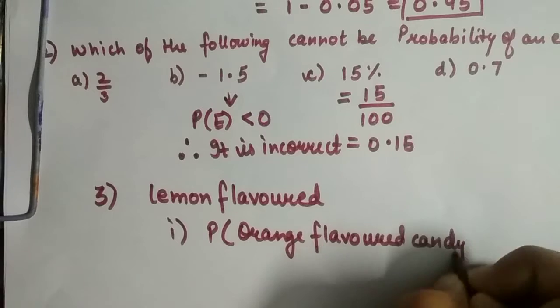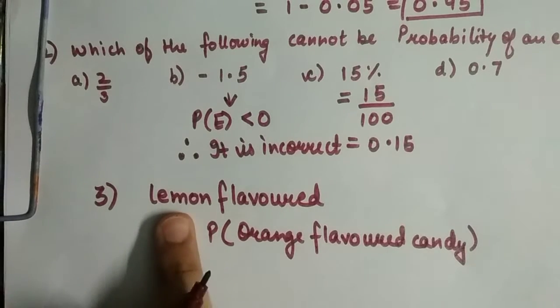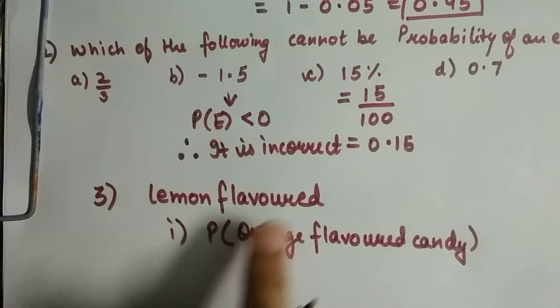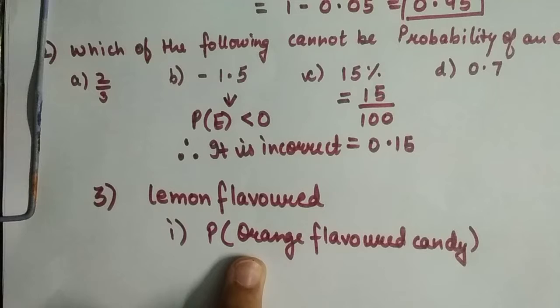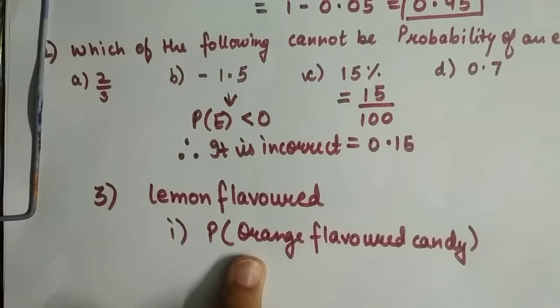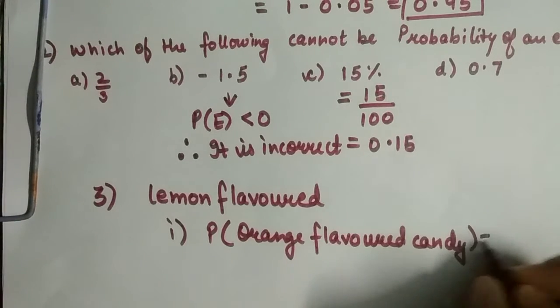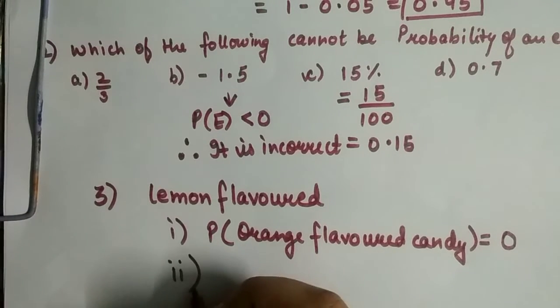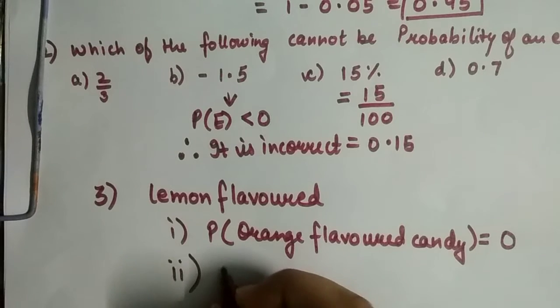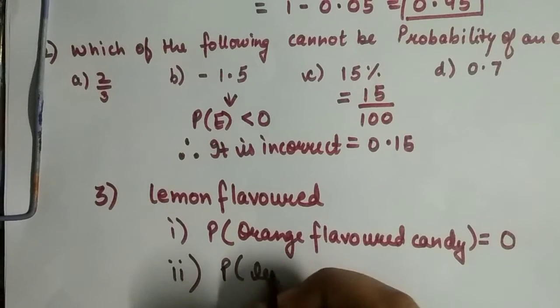It is given that the bag contains only lemon flavored candies. So first of all, we know that there is no orange flavored candy in the bag. It means that it is an impossible event for Malini to take out an orange flavored candy, and we know the probability of an impossible event is 0. In the second part, they are asking what is the probability that Malini picks out a lemon flavored candy.